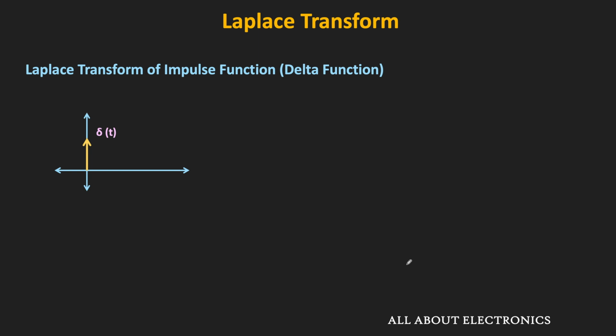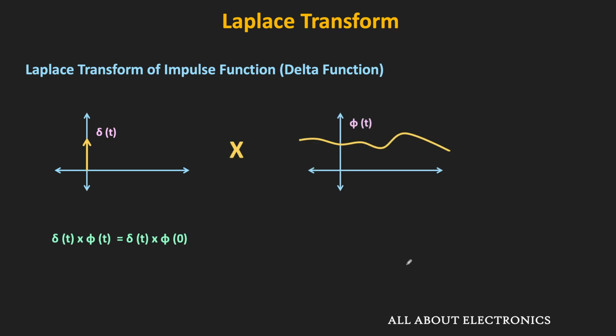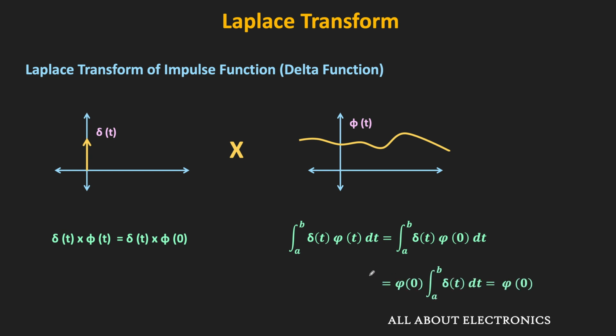Now another important property of this impulse function is that when we multiply it with some arbitrary function phi of t, we get delta of t times phi of 0, where phi of 0 is the value of the function at time t equal to 0. So if we integrate delta of t times phi of t over some integration limit a to b, we get phi of 0 times delta of t. As you know, phi of 0 is a constant and therefore we can take it outside. And as we have seen, the integration from a to b of delta of t dt is equal to 1. That means eventually we will get phi of 0.